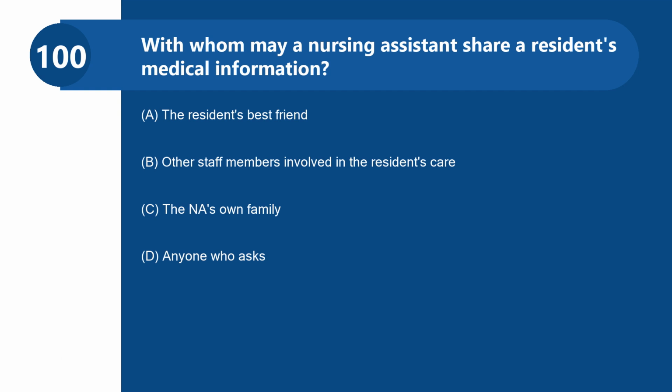Question 100. With whom may a nursing assistant share a resident's medical information? Option A, the resident's best friend. Option B, other staff members involved in the resident's care. Option C, the NA's own family. Option D, anyone who asks. The correct answer is Option B, other staff members involved in the resident's care.